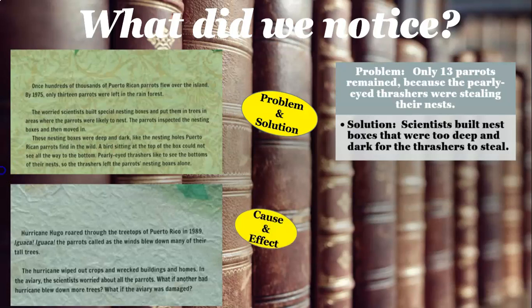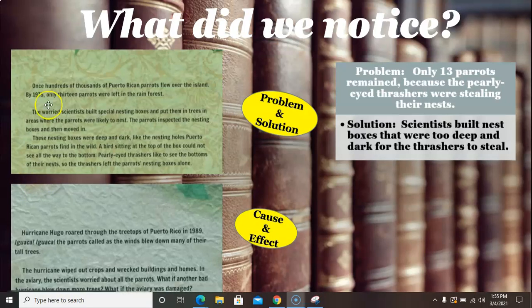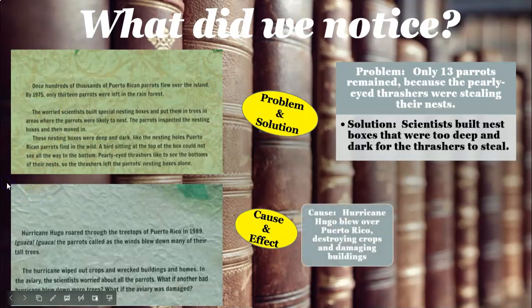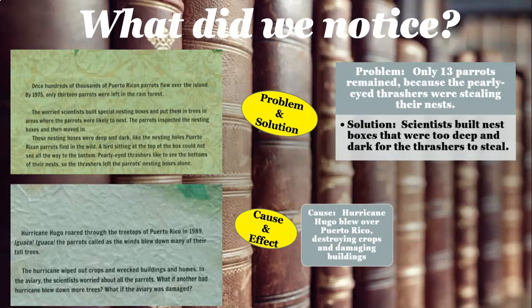Boom, I know you guys are thinking that it's probably cause and effect. What makes you think that? Boom. The cause is that Hurricane Hugo blew over Puerto Rico, destroying crops and damaging buildings. Okay, so that's the event that happened. What happened after that? Because this hurricane blew over and damaged these things, what was the effect of that?